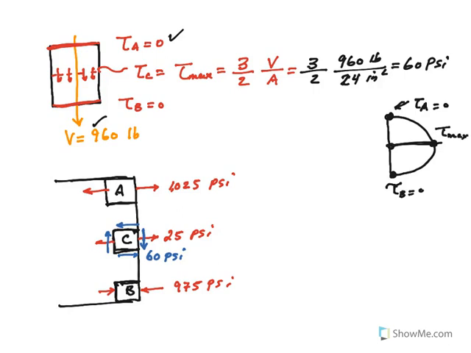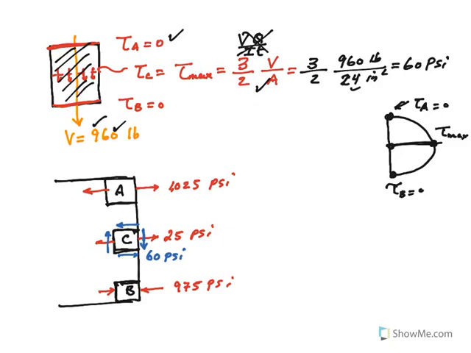Parabolically like that. And by the way, do we have to use the VQ over IT? No, we don't have to. We know that if you have a solid rectangle, which is the case here, we could use this, 3/2 V over A. So 3/2 of what? 960 divided by area. That comes out to be 60 psi.